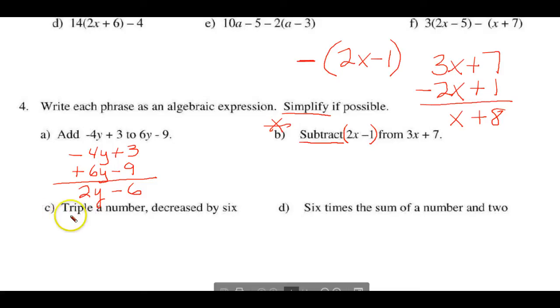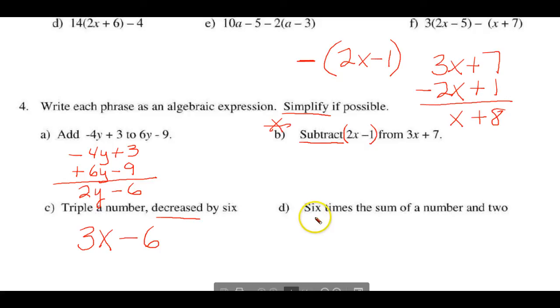Okay, letter C. Triple a number, and we're going to use x for the number. So if we triple a number, that would be 3x, and decrease it by 6. And part of it is to become familiar with keywords. Decrease is subtraction.